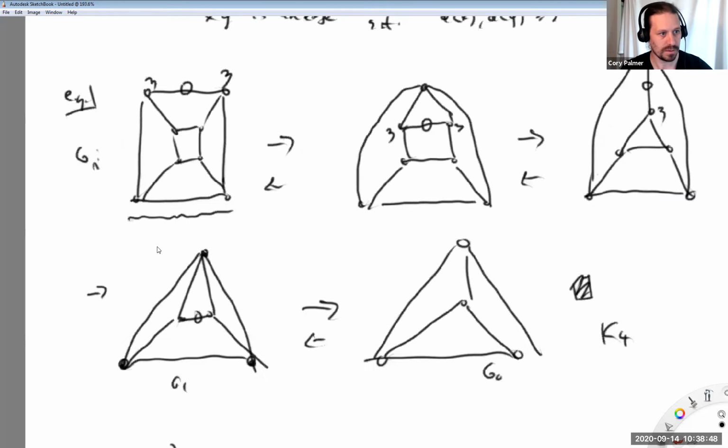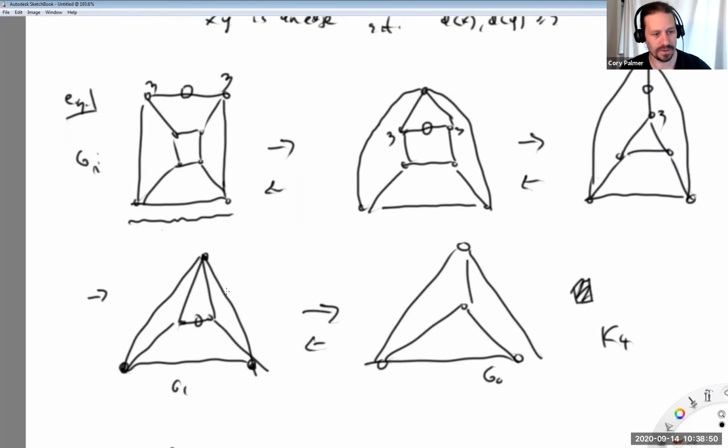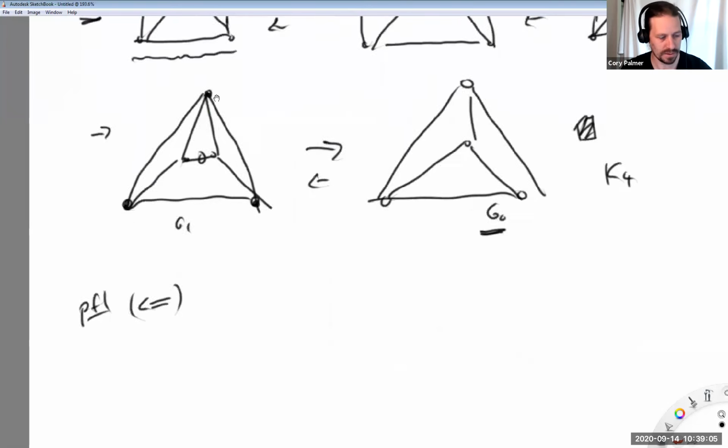Well, if you have the sequence, it starts here and ends here, and at each step, in reverse, you contracted an edge with both endpoints of degree... What am I trying to do here? No, it's not even that. Suppose we have a sequence. Yeah, what am I saying? That's not the direction I want to do.